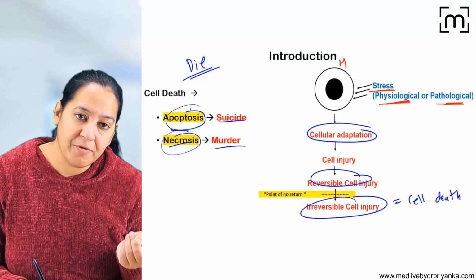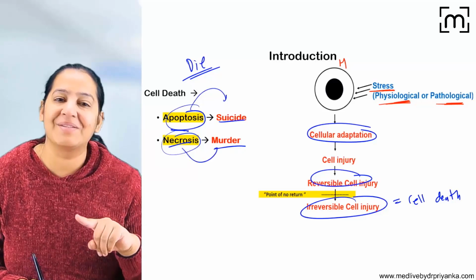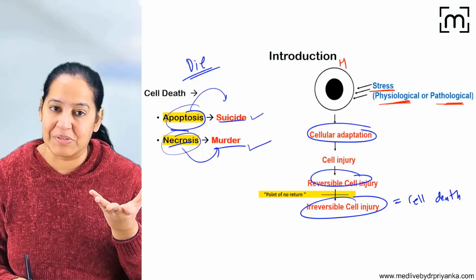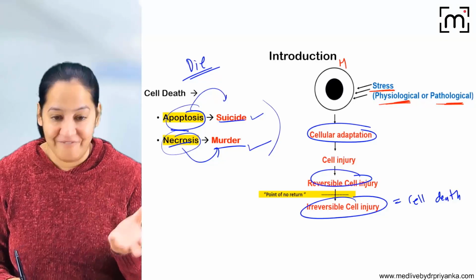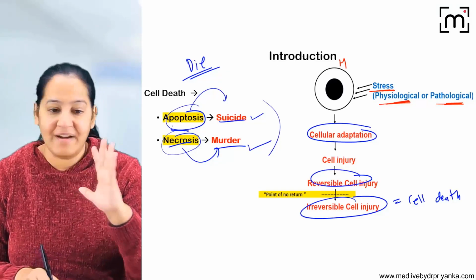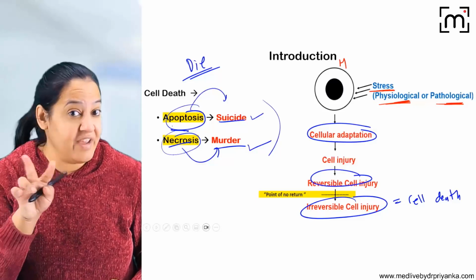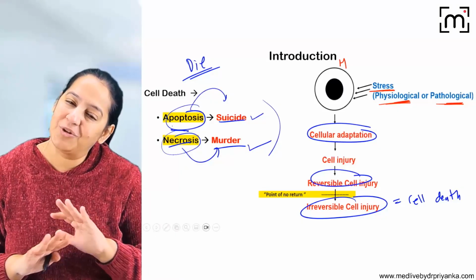We can compare apoptosis with suicide. We can compare necrosis with murder. The person is dying in suicide also. The person is dying in murder also. But the mechanism is different. And why I'm comparing apoptosis with suicide and necrosis with murder, I will explain when I explain the mechanism. You will understand why we are doing this comparison. Ultimately, both are cell death.